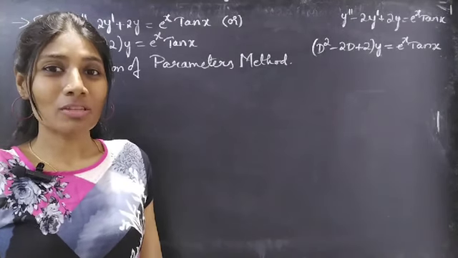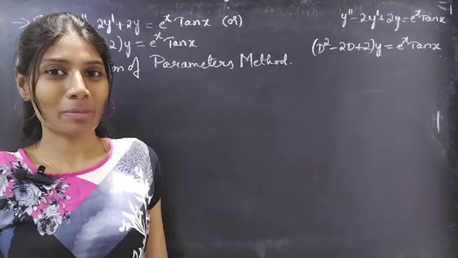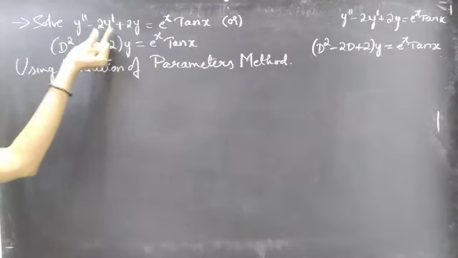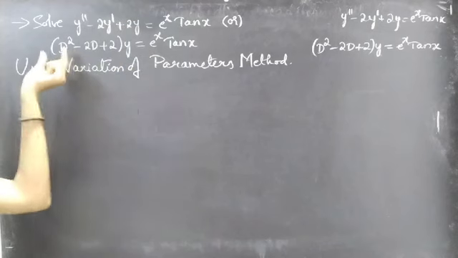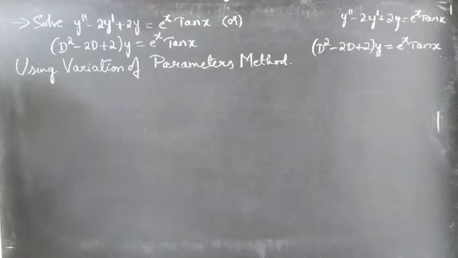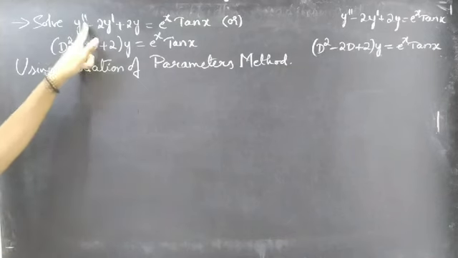In this video, we are going to solve a differential equation using the variation of parameters method. So let's get going. Problem: solve y double dash minus 2y dash plus 2y equal to e power x tan x, or (D square minus 2D plus 2) y equal to e power x tan x, using variation of parameters method. So we are given a differential equation of order 2.